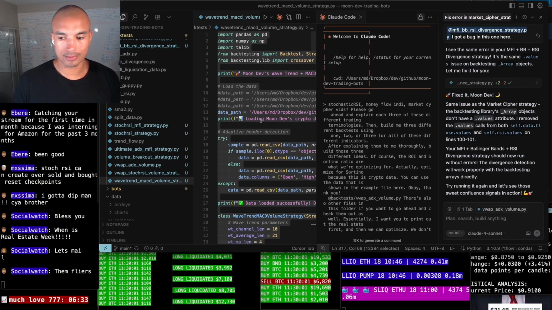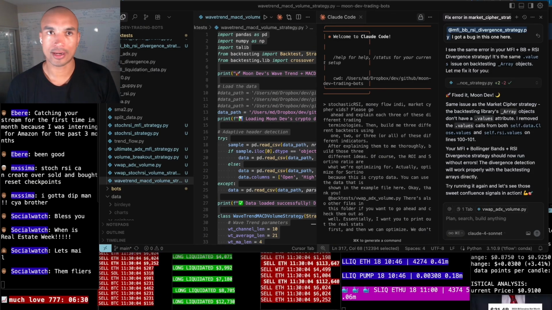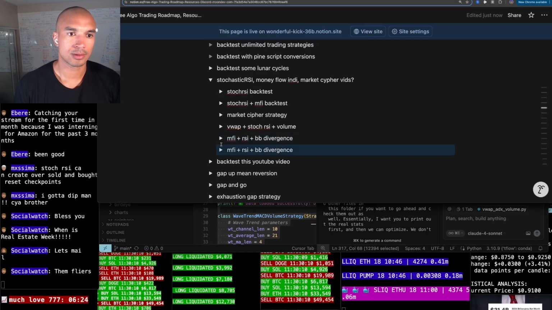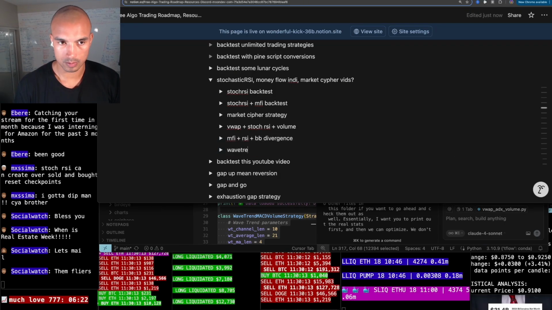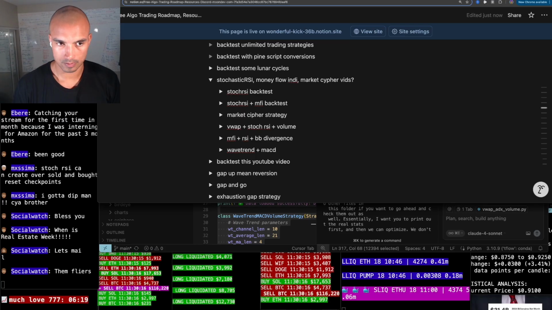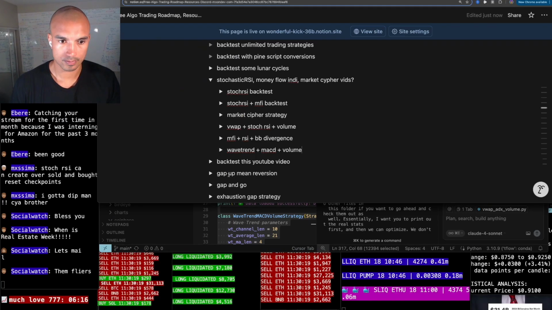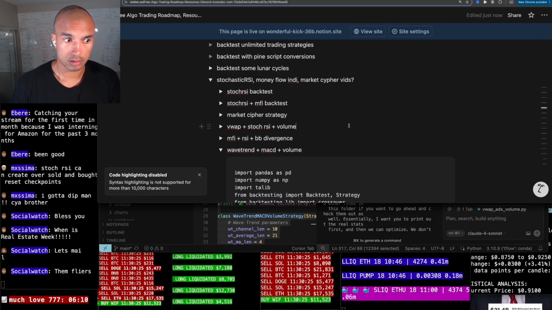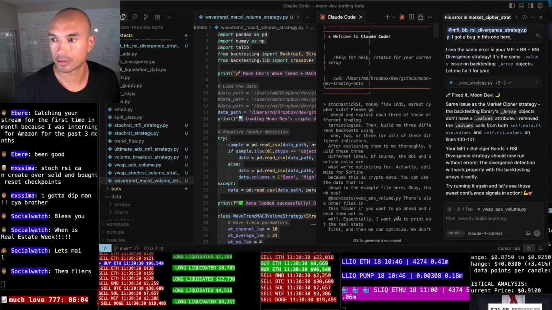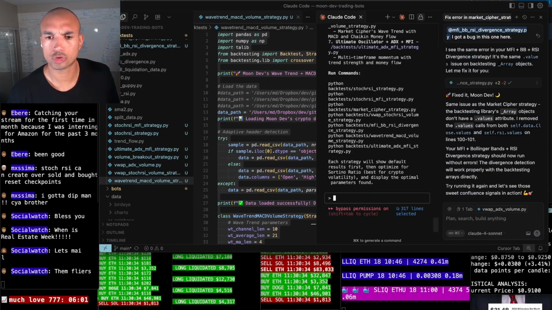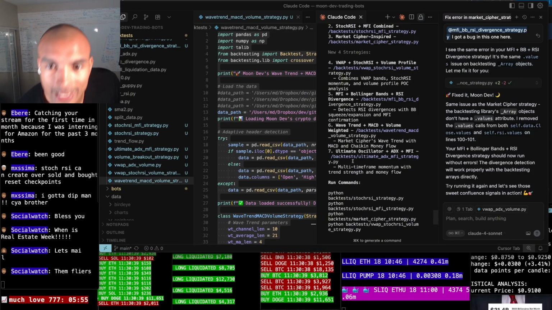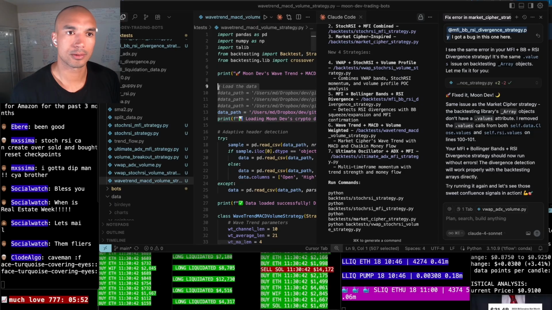Wave trend MACD volume. Duplicate this. I think we have one more here, dude. I just want to show you one more. Come on, let's get this big winner here. Ultimate 80x MFI. Okay, cool.